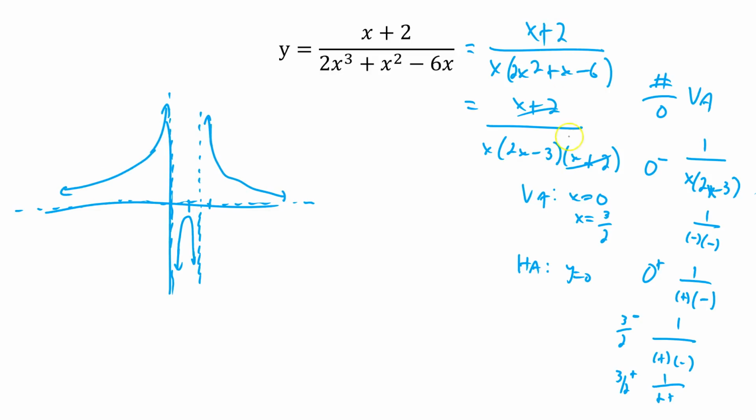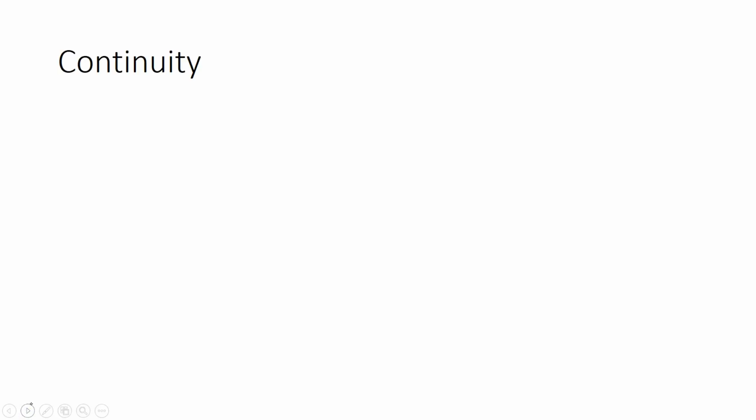And like we said before, there'd be a hole at negative 2, so somewhere in here we could put a little hole. That's about what the function would look like. Don't have to be able to sketch it, but I think it's just good for mental practice to be able to do that. All right, let's jump into continuity.